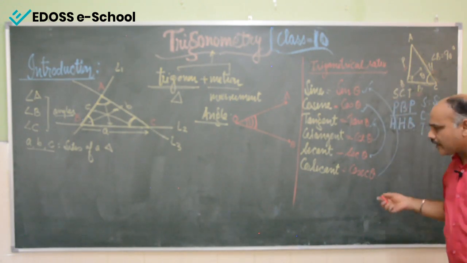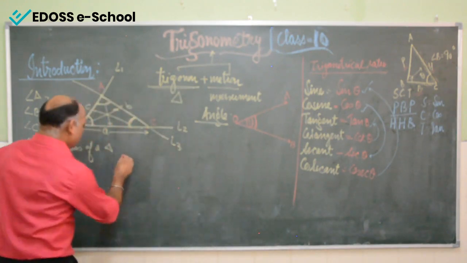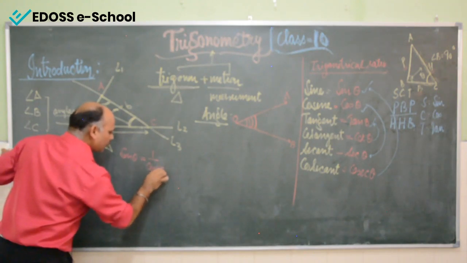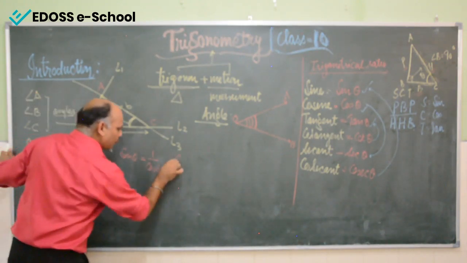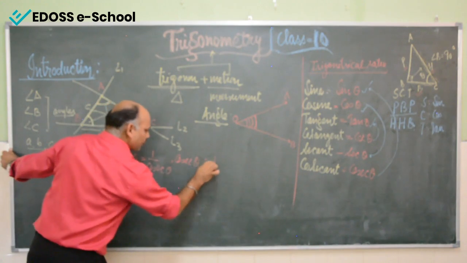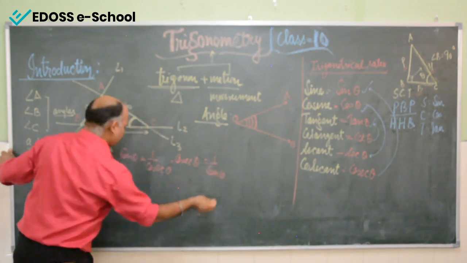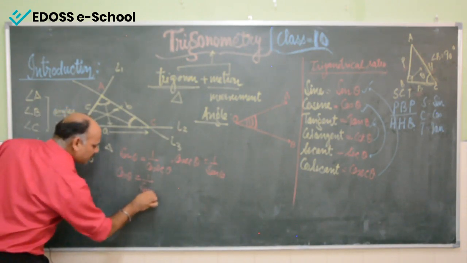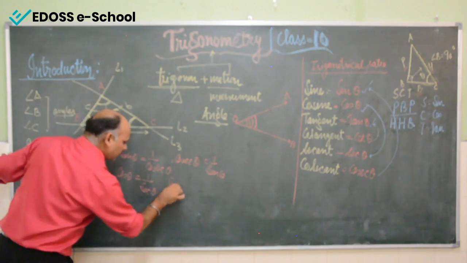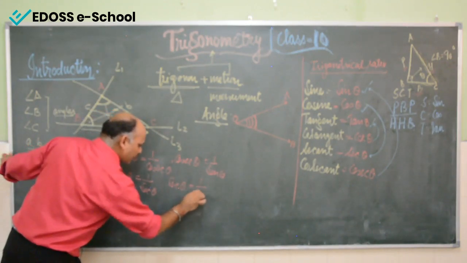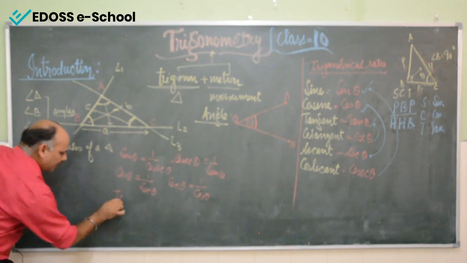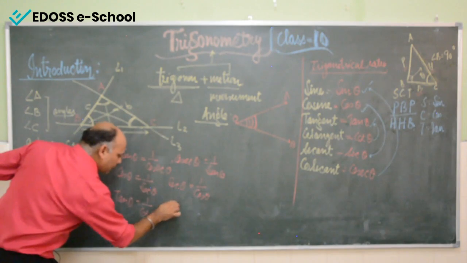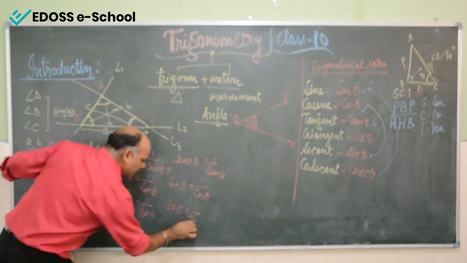That means I can say that this sine theta is equal to 1 upon cosec theta, or you can say cosec theta is equal to 1 upon sine theta. The second one is cos theta. Cos theta can be written as 1 upon sec theta, and sec theta can be written as 1 upon cos theta. And the last one, that is tan theta is equal to 1 upon cot theta, and cot theta is equal to 1 upon tan theta.